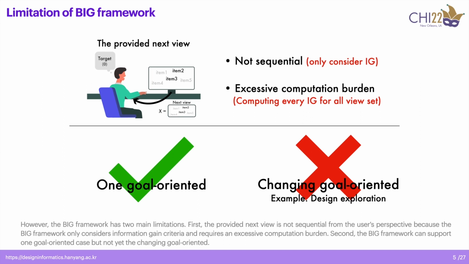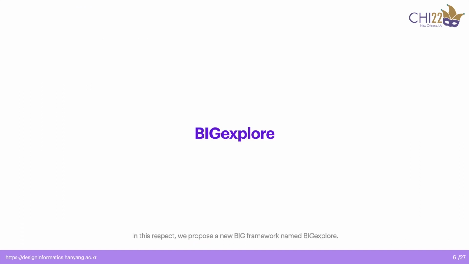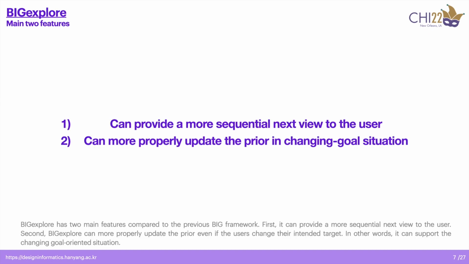In this respect, we propose a new BIG framework named BIGexplore. BIGexplore has two main features compared to the previous BIG framework. First, it can provide a more sequential next view to the user. Second, BIGexplore can more properly update the prior even if the user changes their intended target. In other words, it can support the changing goal-oriented situation.